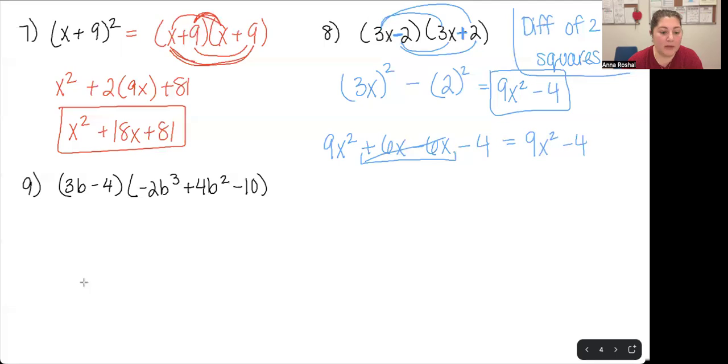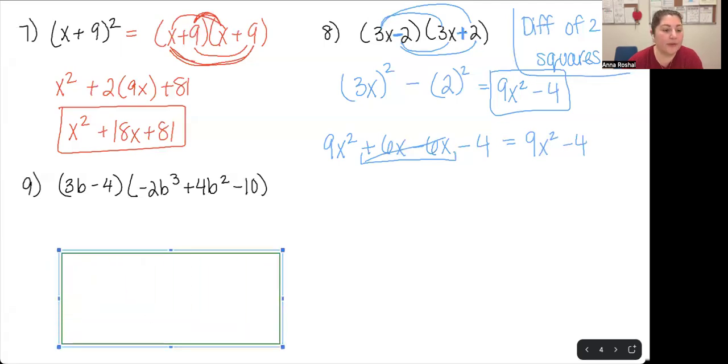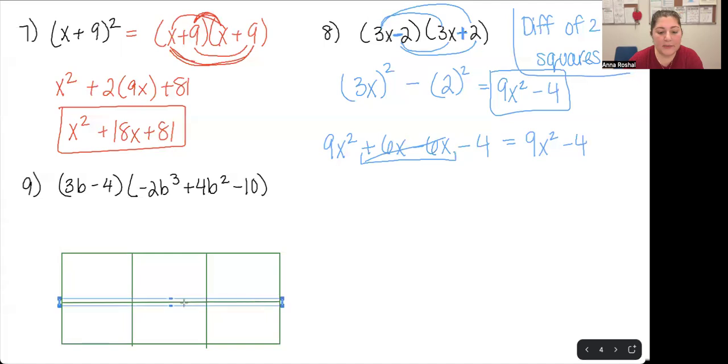So I create a box, and then I'm going to split it up into 3 sections. Okay, let me adjust these lines a little bit.